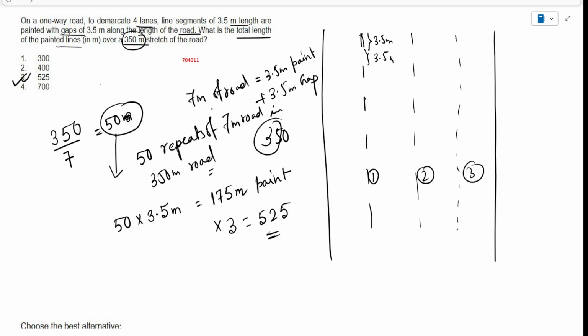We take each stretch of 7 meter of the road which contains 3.5 meter paint and 3.5 meter gap. Therefore, the total number of stretches is 350 by 7, and each stretch has 3.5 meter paint. Therefore, 50 stretches have 175 meter paint, and the total number of lanes to be divided is 4. Therefore, the total lines will be 3. So these are 4 lanes, 1, 2, 3 and 4, so we have to multiply by 3, 525.